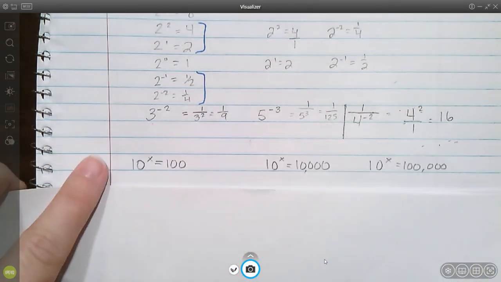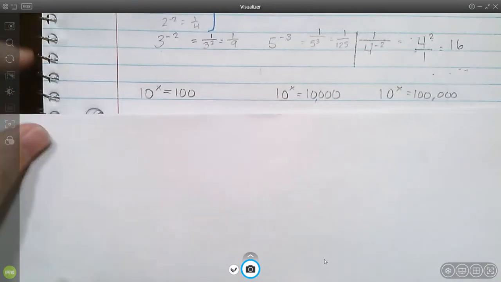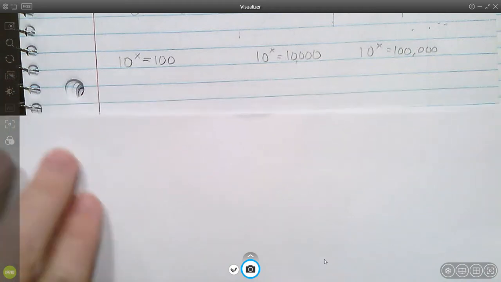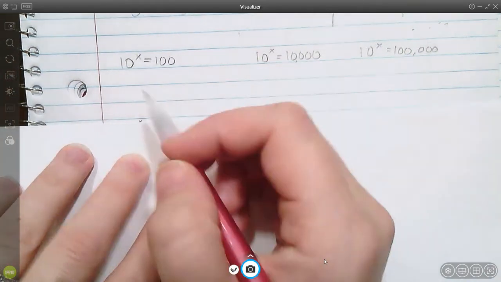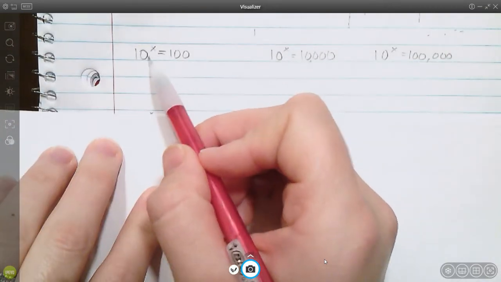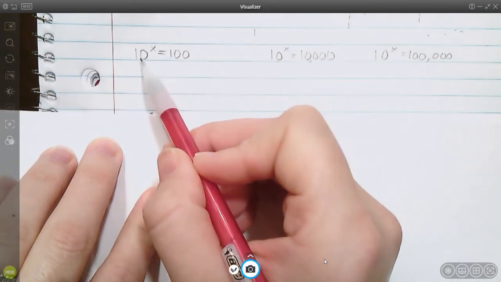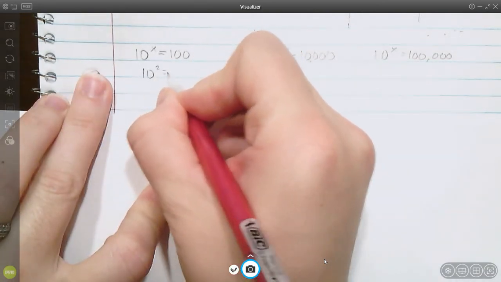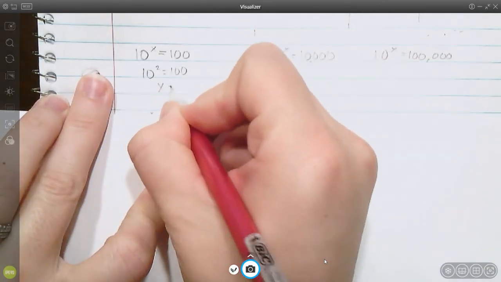Okay, so let's look at actually solving some exponentials. To solve this, again, you're just thinking 10 to the power of what gives you 100. Well, 10 to the first is 10, so 10 squared equals 100. So this would be x equals 2.